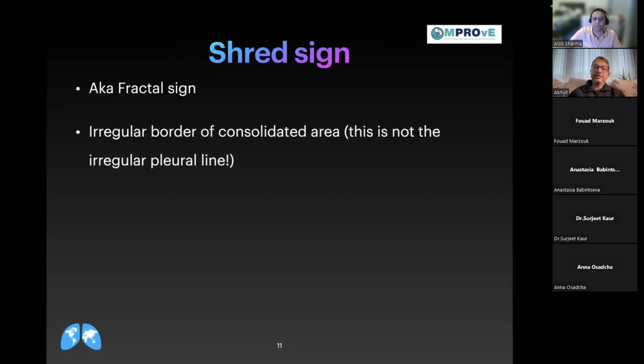Now, to talk about the shred sign, this is also known as a fractal sign. As I said, this is just the irregular border of the consolidated area. This is not the irregular pleural line. The irregular pleural line is just called an irregular or broken pleural line. There is no other name for it. But if you have the irregular margin of the consolidated area, which will always be an irregular margin, you call that sign a shred sign or a fractal sign.